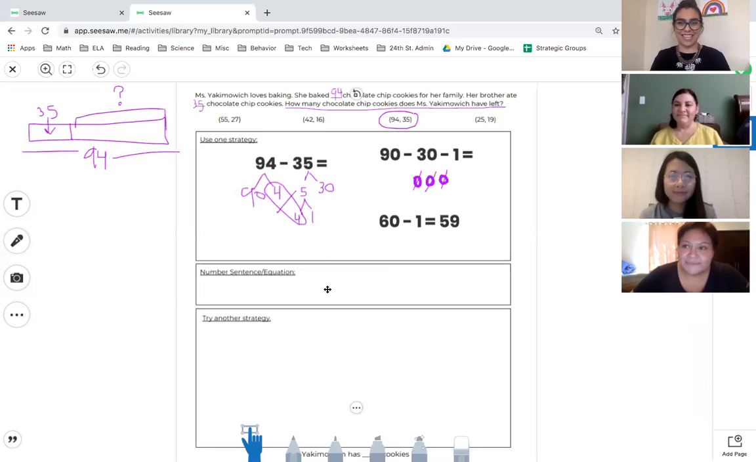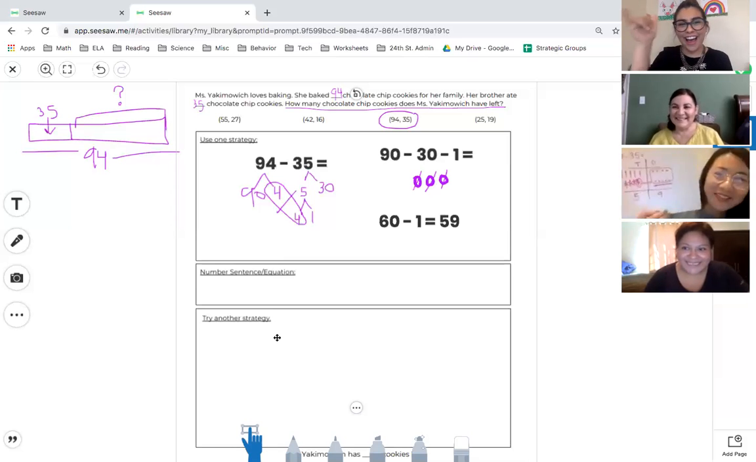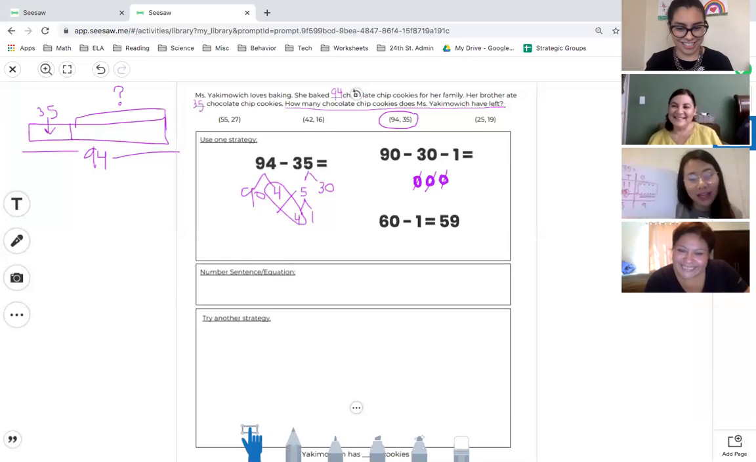All right, Ms. T, can you share your strategy with us? Yeah, so I actually did the exact same strategy that Ms. Rosales did. So when Ms. Rosales shared her work, I changed my strategy to the 10s and 1. Oh, you guys are thinking alike. I know, I learned something new from the beginning of the week that Ms.